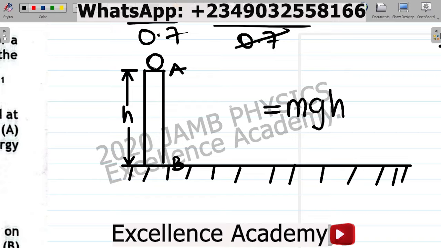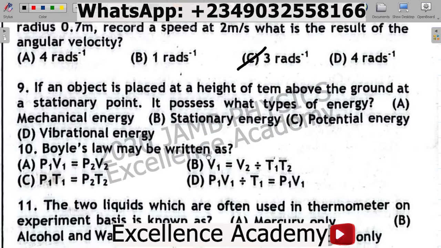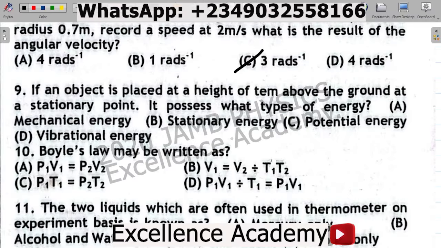And this is equal to potential energy. So note that potential energy is the energy possessed by a body at rest or due to a body's position, that's a body's height. So the correct answer there is potential energy. So for this question, the correct answer is C, potential energy.